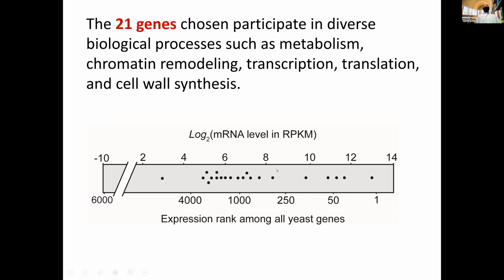So our genes are mostly actually in the top half. There are a couple of genes that are in the bottom half in terms of expression level relative to all the genes. And the reason for this bias is very lowly expressed genes cannot have fitness effect when you delete them. So we had to choose the genes that are relatively highly expressed. But still, the genes we choose cover about 1,000-fold of expression level.